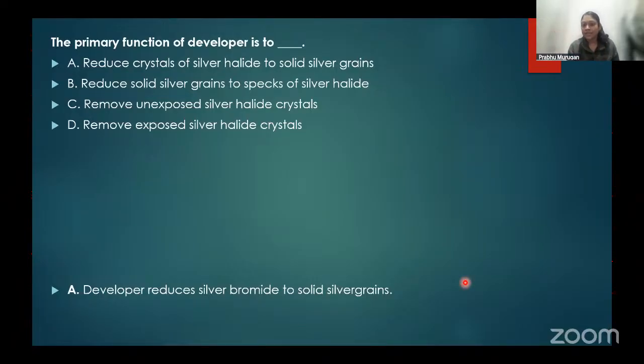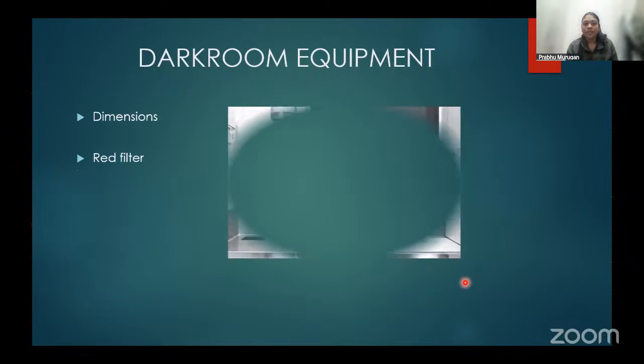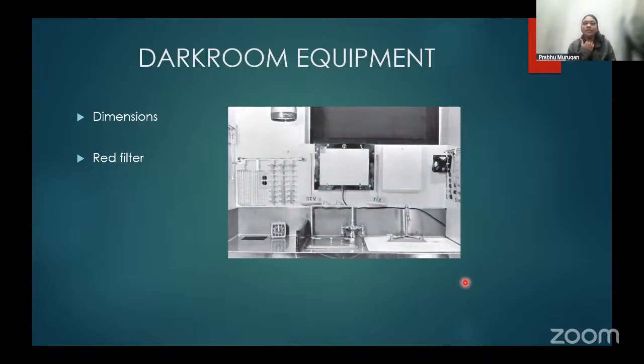Option A is the correct answer. Okay, so all these processing techniques will take place within the darkroom, right? So it has particular equipment. I think the dimensions and all will be mentioned in your textbook. Just remember, the GBX2 filter is the most recommended one, and the light source should be at least 4 by 5 feet away from the X-ray processing unit.